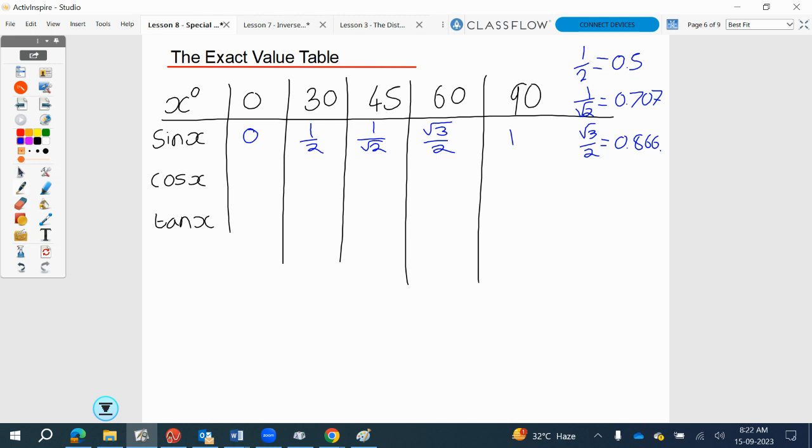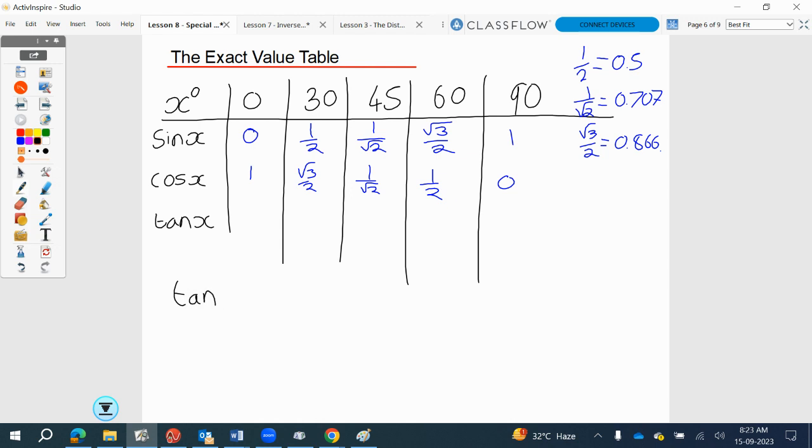So you can roughly estimate, and that helps me to know, okay, this is the smallest, this is the medium, this is the larger of those 3, and the rest is the pattern. The pattern for cosine is the reverse of that. So this is root 3 over 2. This is 1 over root 2. This is a half, and this is 0. Tangent can also be defined.